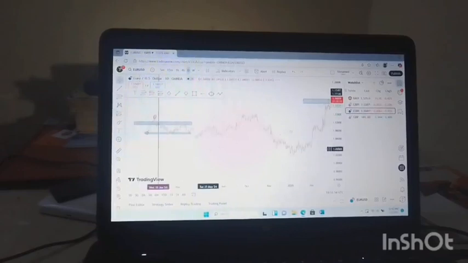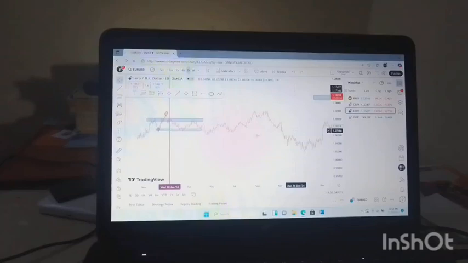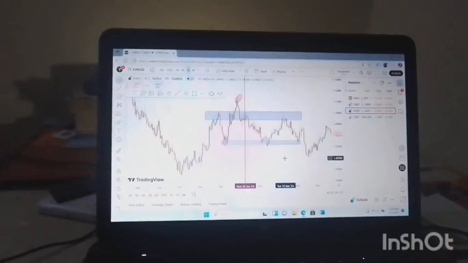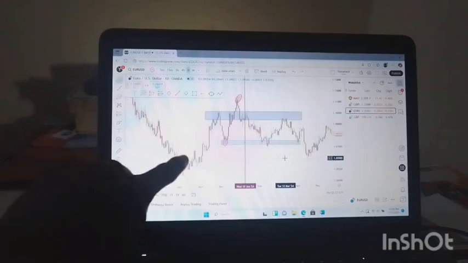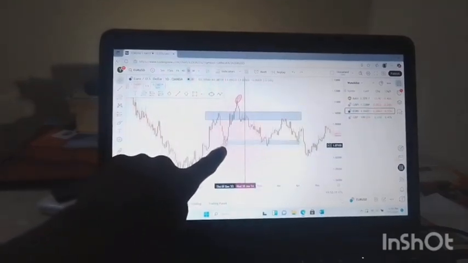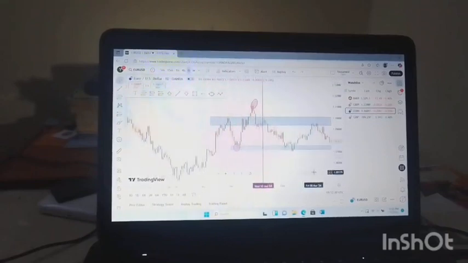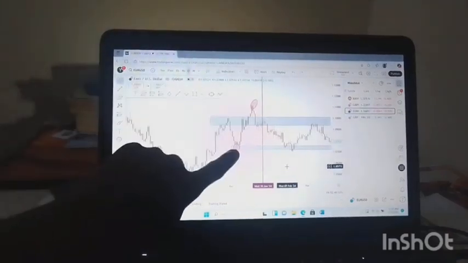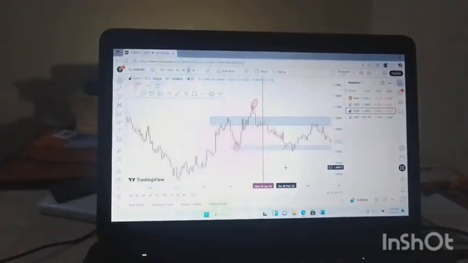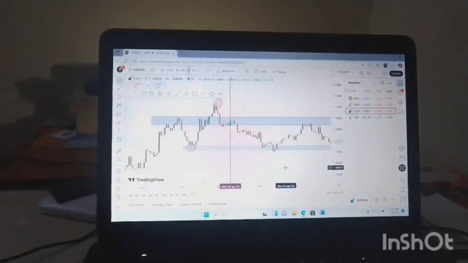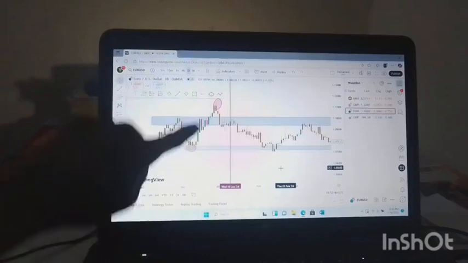So I used to use the daily time frame to see a clear view or a clear analysis of what I'm trying to do. Now that we know the weekly time frame is giving us a bullish momentum, I've used this first one to identify that this market is going to be bullish. This is the beginning and this is the end of that current movement.